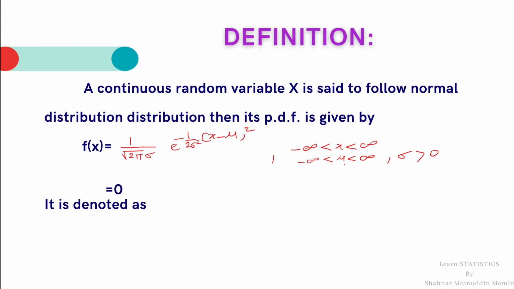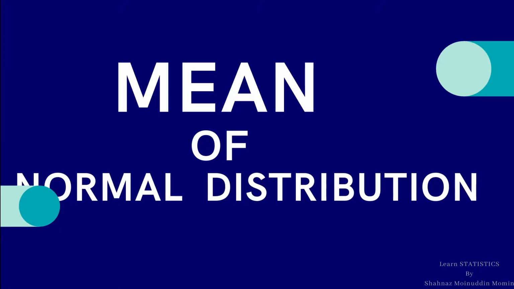Here mu and sigma are known as the parameters of normal distribution. It is denoted as x follows normal mu comma sigma square. This is the notation of normal distribution. Now we shall start with the second point, mean of normal distribution.